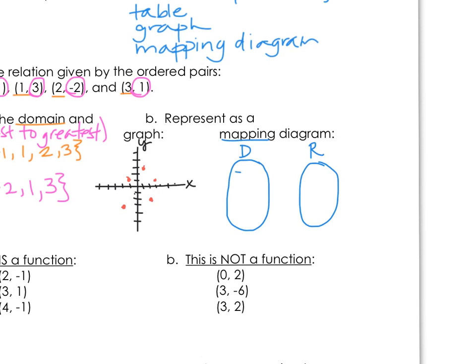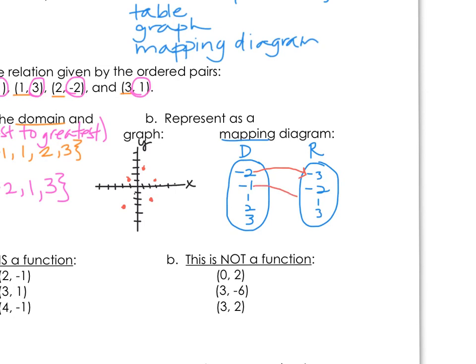For the domain, we have -2, -1, 1, 2, and 3. That's the pool of our choices. For the range, we only had -3, -2, 1, and 3. Here's what makes this a mapping diagram. We're going to arrow from an input to its corresponding output. That means that first ordered pair, (-2, -3), you draw an arrow to show that connection.